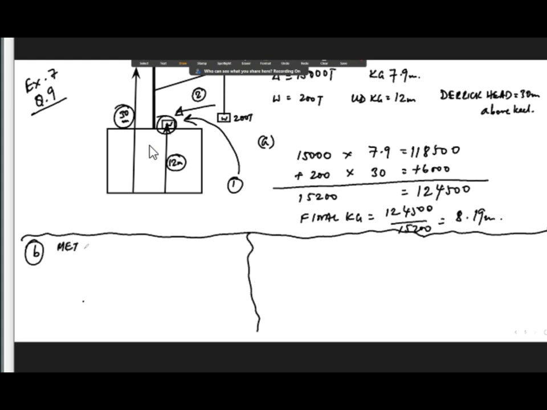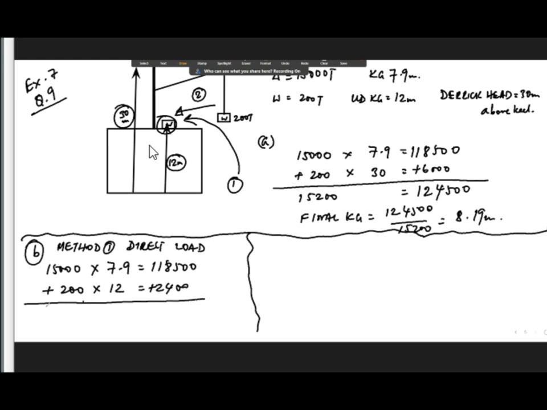So method one, direct loading. Direct loading is very easy. 15,000 into 7.9, 118,500. And we are going to load 200 tons. What is the kg of the load? Finally, it is going to be 12 meters. So 2400 add. And finally, I have 15200.